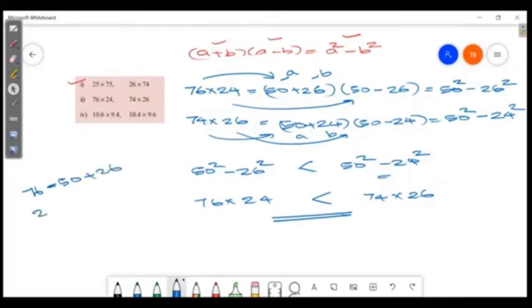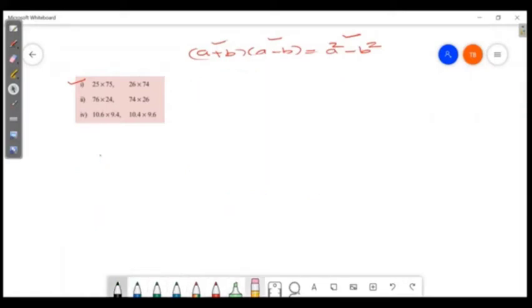Clear, children? So a larger product, second one, our larger product is 74 into 26. Okay, that is we can write 76 as 50 plus 26 and 24 as 50 minus 26.